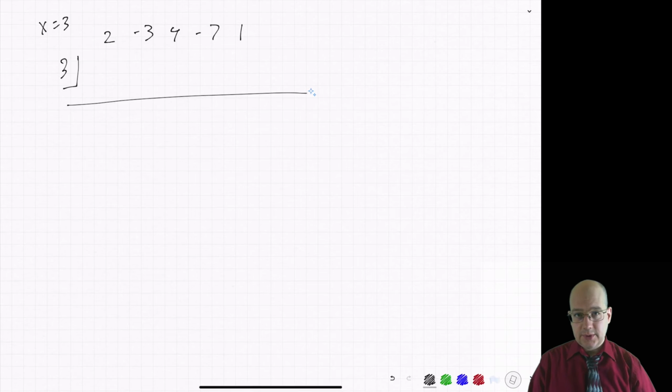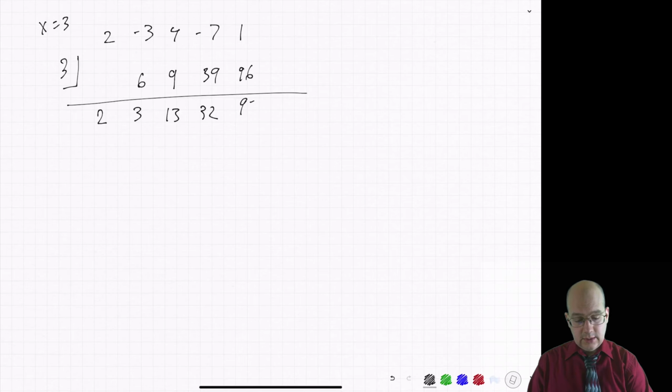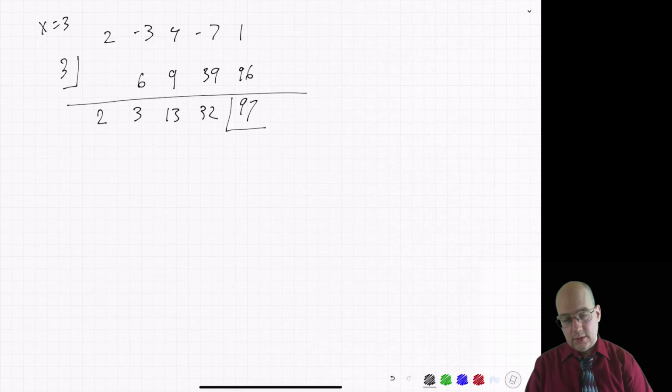There's nothing special about this polynomial. I just happen to have it. I plugged it in. Just explore it. So bring down the 2. 3 times 2 is 6. 3, 9, 13. What is that? 39, 32, 96, 97. All right, and so we've essentially factored it as x minus 3 times, well, not factored, this is a remainder.